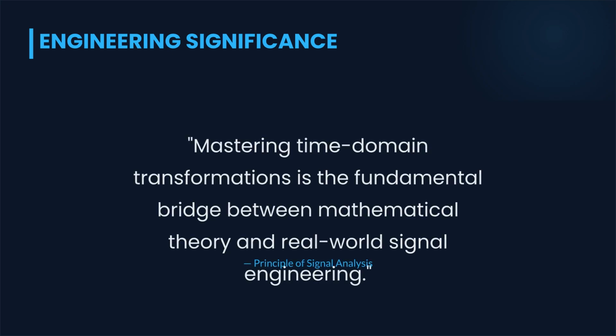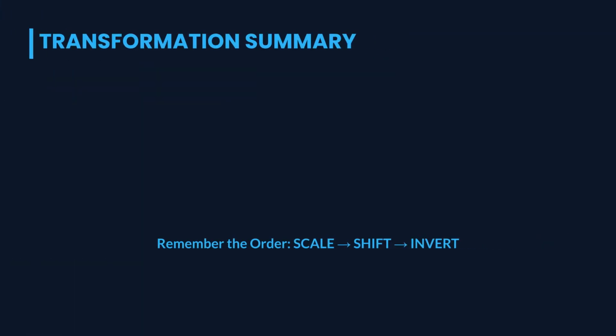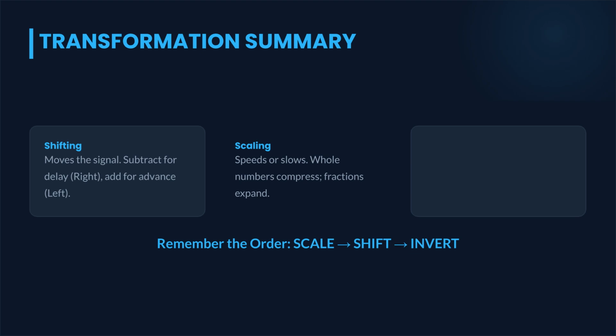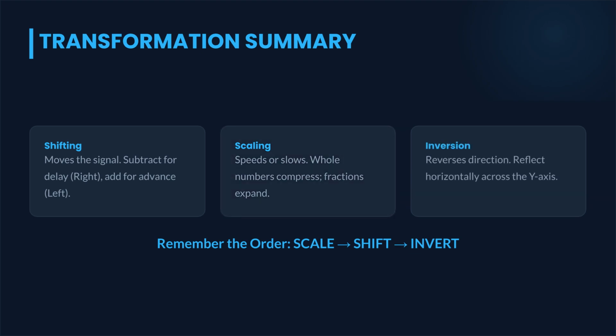As a key takeaway, mastering time domain transformations is the fundamental bridge between mathematical theory and real-world signal engineering. This understanding is essential for any work in signal processing. To summarize, always remember the order: scale, then shift, then invert. Shifting moves the signal, scaling speeds or slows it, and inversion reverses its direction.